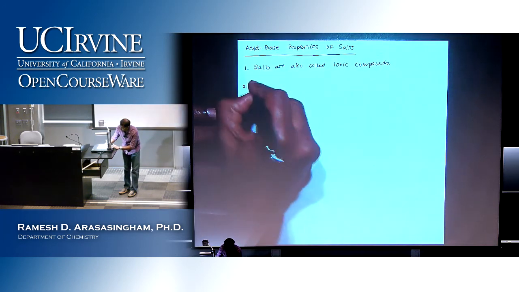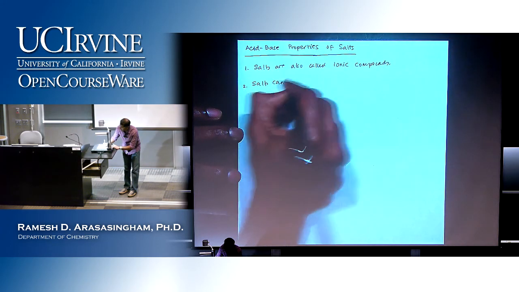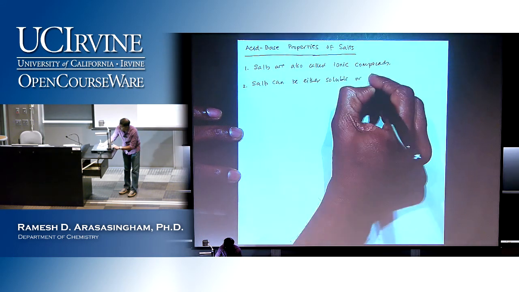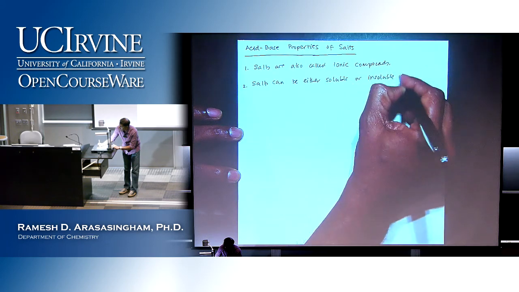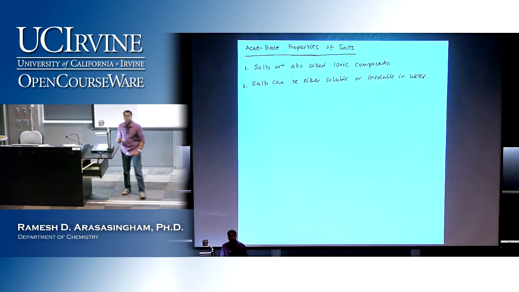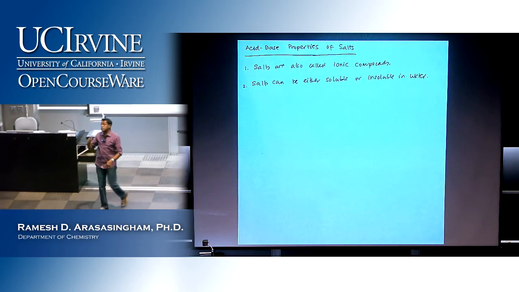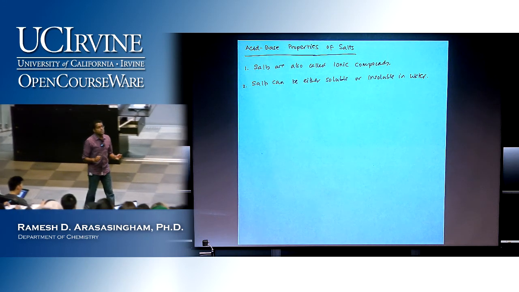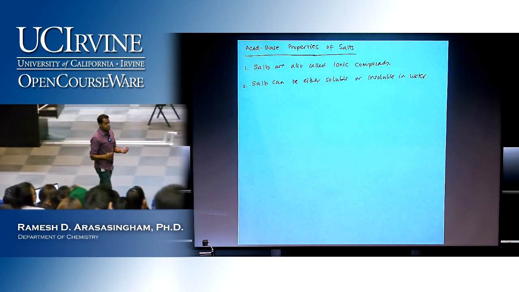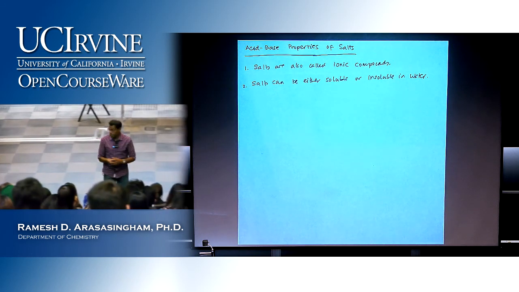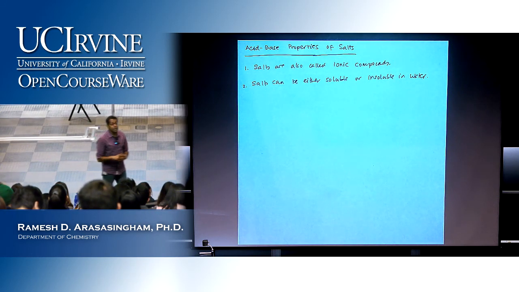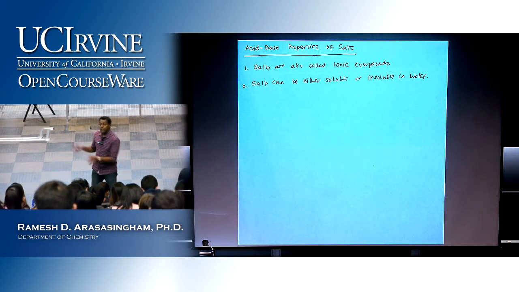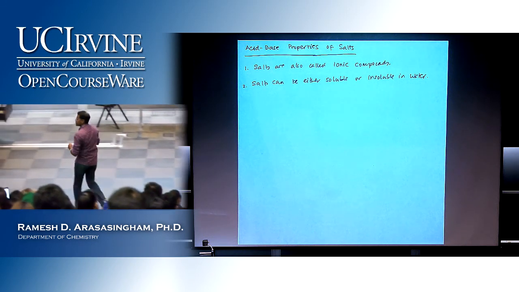Now, it turns out salts can be either soluble or insoluble in water. So depending on the type of salt, you can have some salts that are insoluble and some salts that are soluble. Later on, we'll see that the ones that don't dissolve are called insoluble, and we also call them precipitates. So not all ionic compounds actually dissolve in water. The majority of them do, but there are many that are insoluble. And so in this case, we're going to consider only soluble ones.